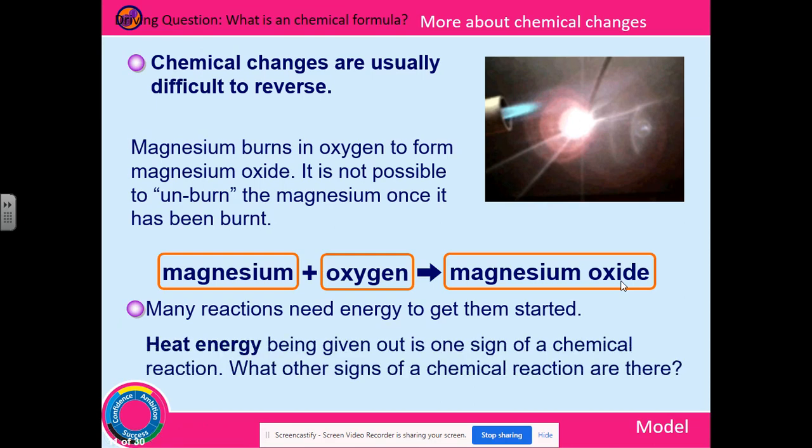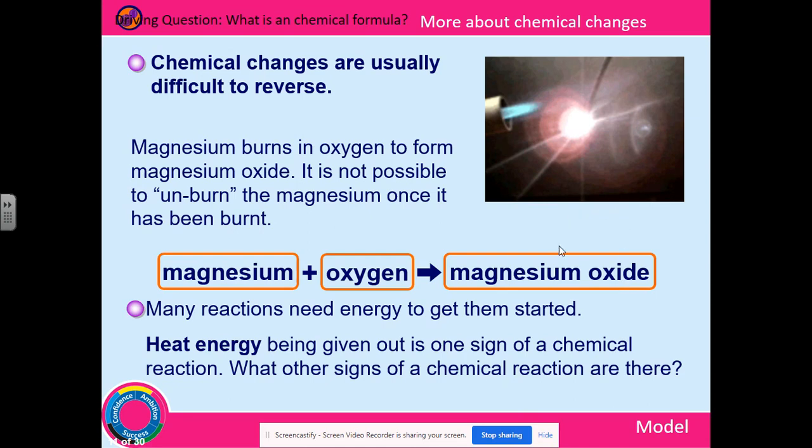Heat energy being given out is one sign of a chemical reaction. What other signs of chemical reactions do you know? A few examples are a change in color, a change in smell. You might see bubbles from mixing substances, or even a change in temperature.